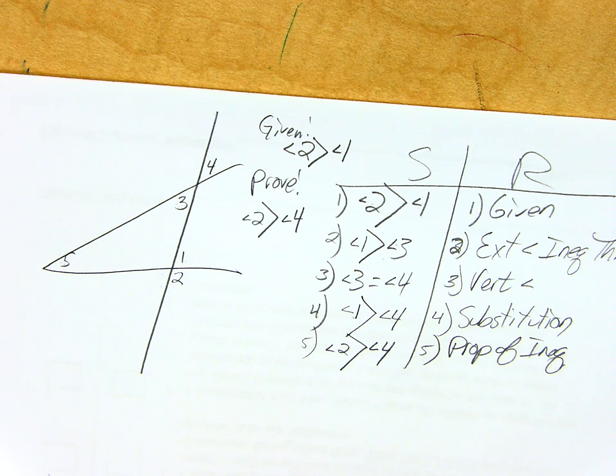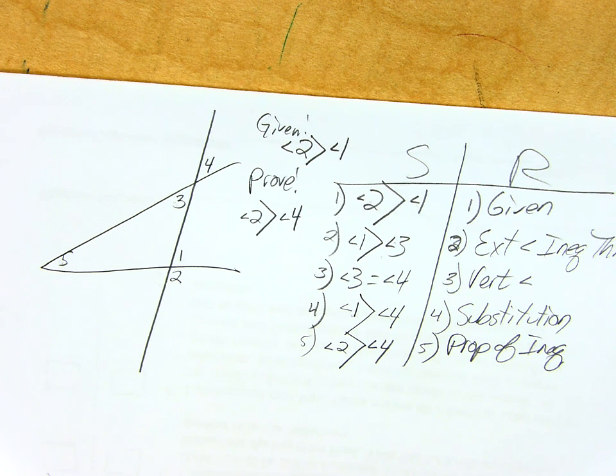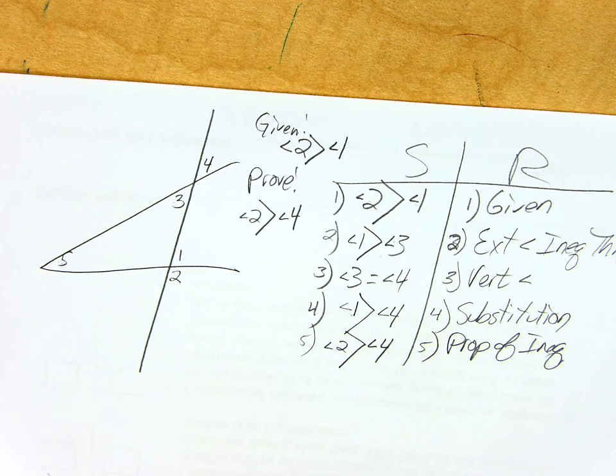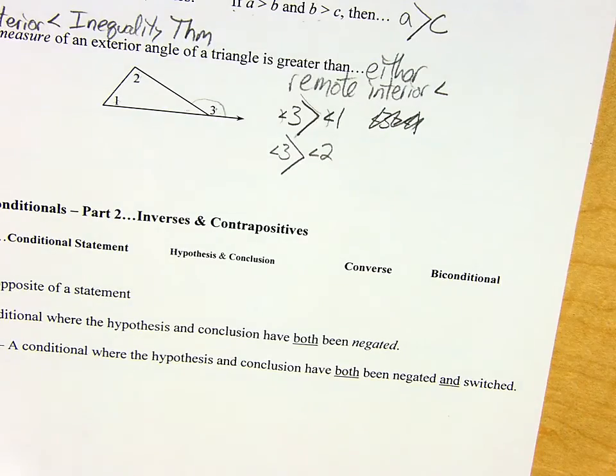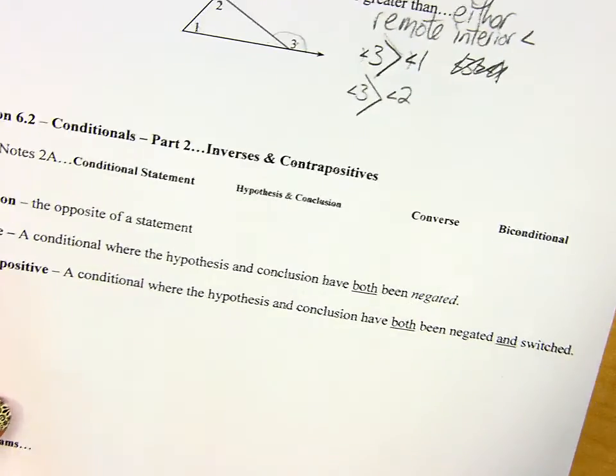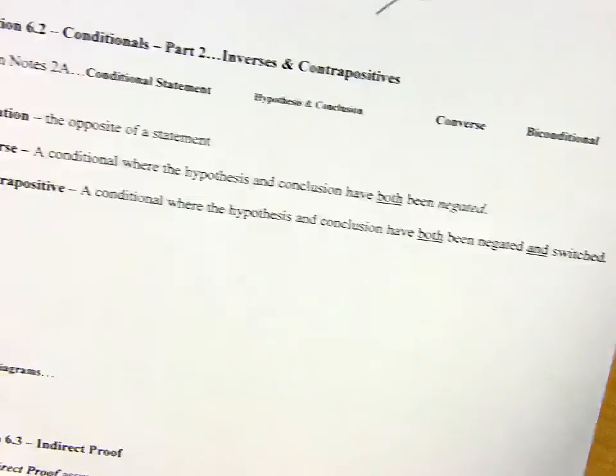All right. So, do you guys remember the converse and the biconditional? Yeah, I think so. Good, because we're doing like part 2 of that. So that's it for 6-1. Let's take a gander at 6-2. So let's see what you remember.